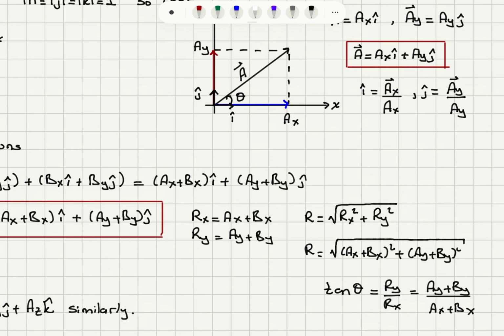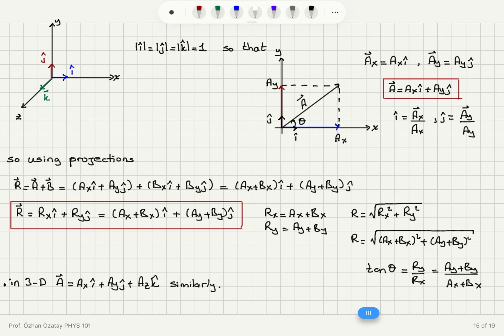So as a result, we can also write the magnitude of the resultant vector as the square root of r_x squared plus r_y squared, which is the square root of (a_x plus b_x) squared plus (a_y plus b_y) squared. And the angle this vector is going to make with respect to the x-axis is again found by looking at tangent inverse of r_y over r_x, which is (a_y plus b_y) divided by (a_x plus b_x).